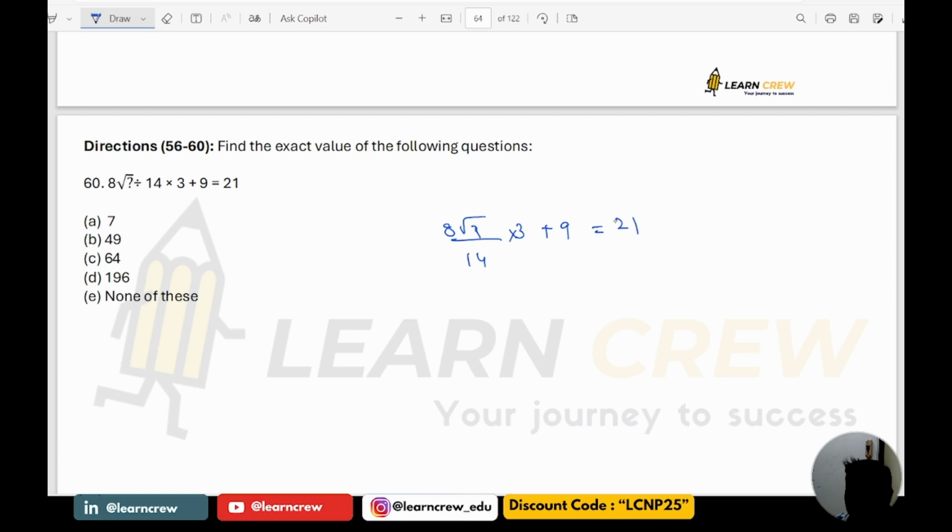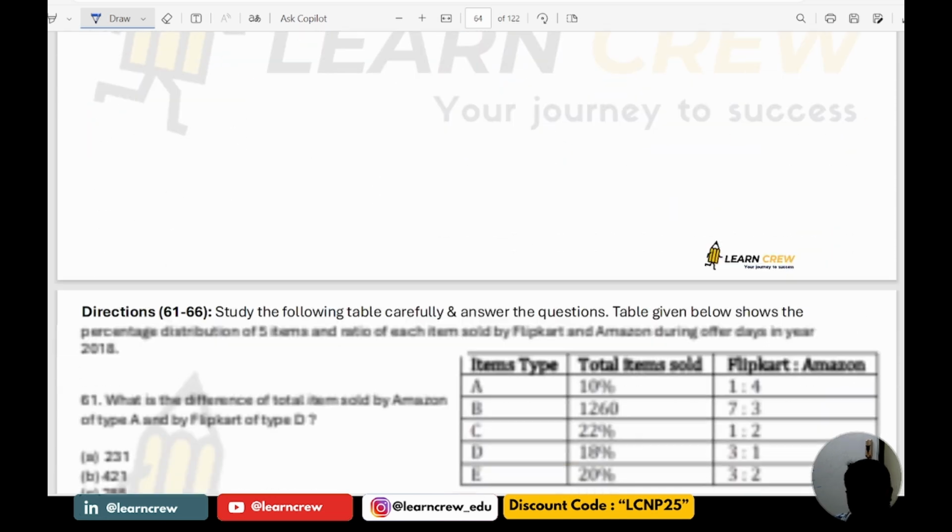So 3 4s are 12. So this value has to be 4. So 14 4s are 56. So this value has to be 7. So x has to be 49. X has to be 49.